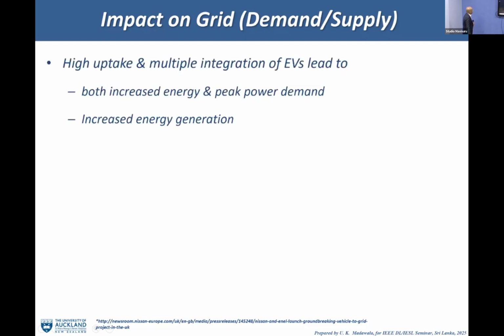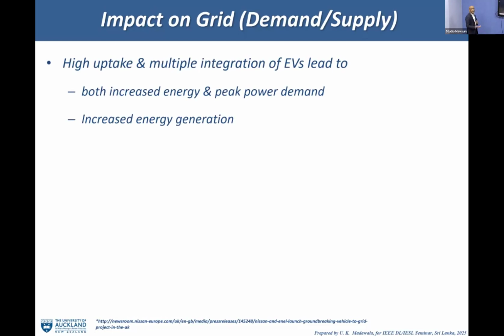So this is due to the high uptake and multiple integration. Just imagine millions of cars connecting to the grid at night. It will happen, and it's a huge problem. They increase both energy and peak power demand. Not only the energy, I'm talking about the peak power. Especially at night, when everyone is using electricity at the same time to start charging, it's going to be a problem.